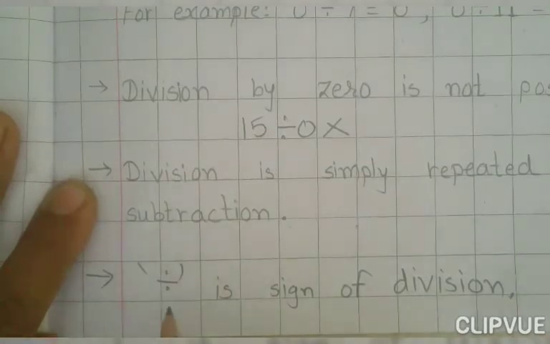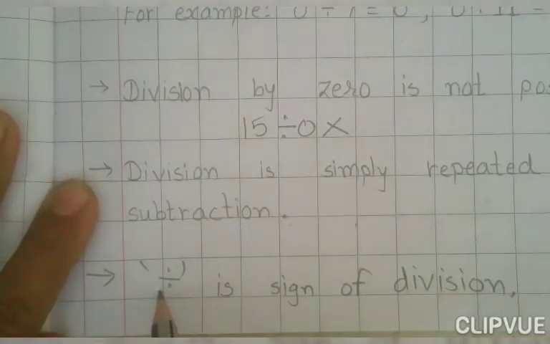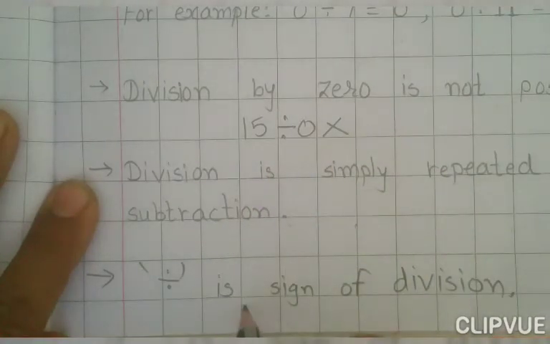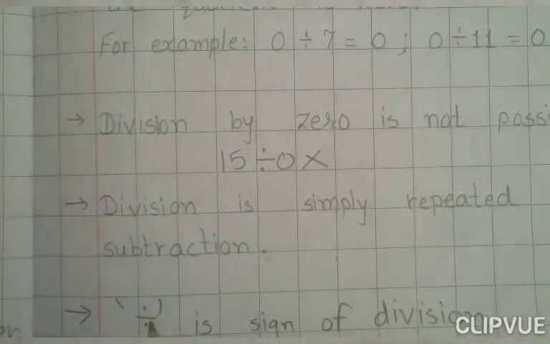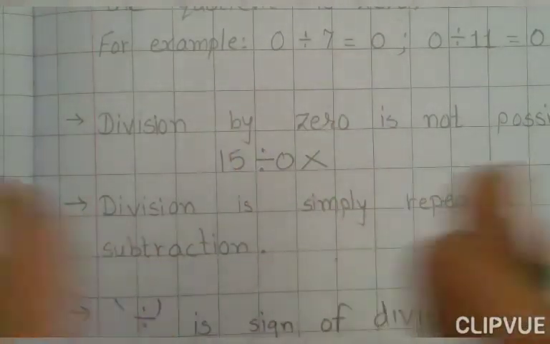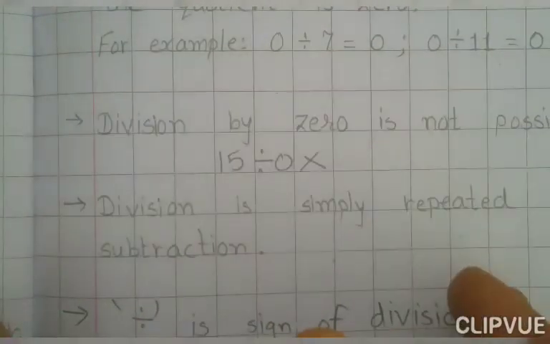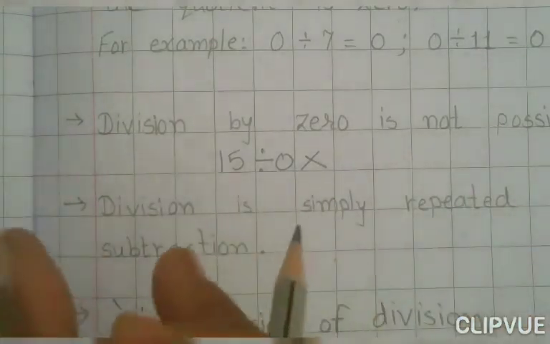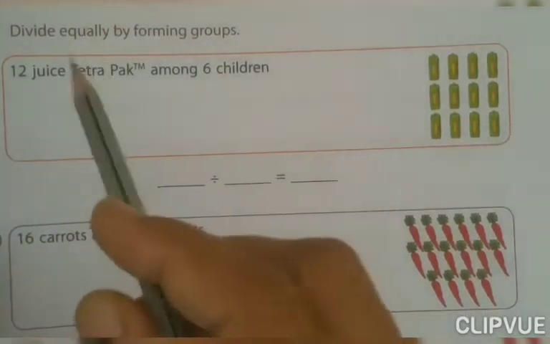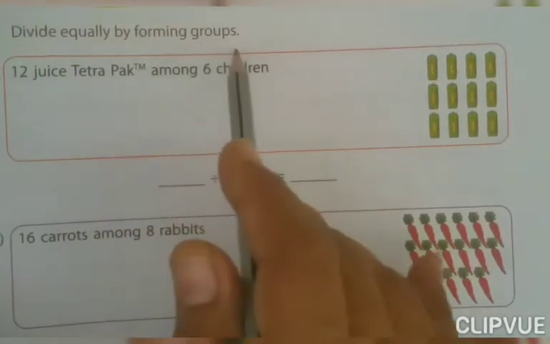Now the next one is, you know that about the division sign, this is the sign of the division. I hope from this you understand it. Some examples of the divisions I want to explain you and make a group, and that one I hope you understand very well. Okay, so I want to show you some examples from the other book and I hope you can understand. Here some examples is divide equally by forming groups.